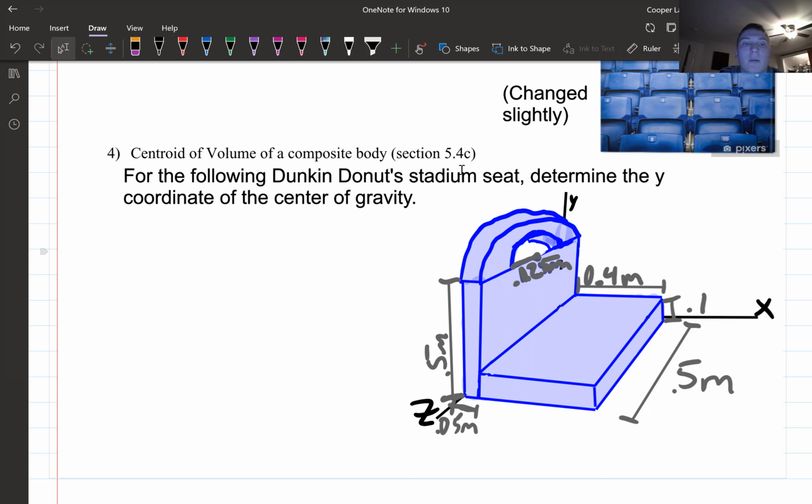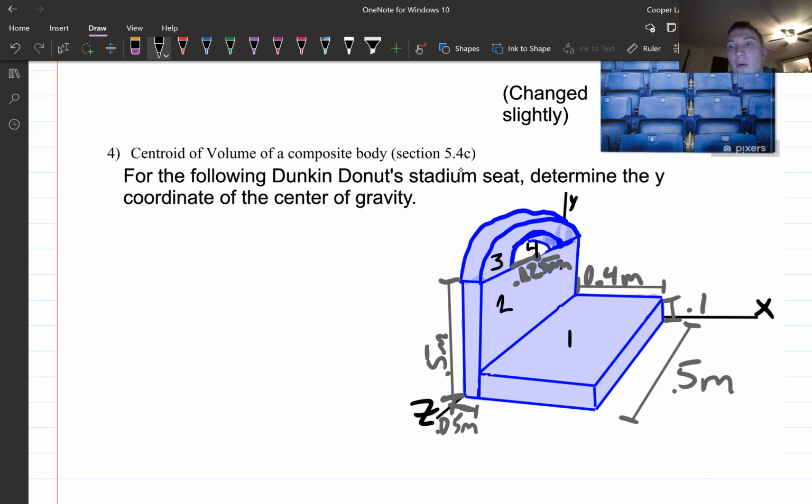Okay, so here we have question 4, which is about centroids of volume of a composite body, and here we have a Dunkin' Donuts stadium seat. We're going to be trying to determine the y-coordinate of center of gravity. In order to do that, we're first going to start listing the shapes that we're going to use. We're going to call this shape 1. We're going to call this vertical rectangular prism 2. We're going to call the filled semicircle 3. We're going to call the empty semicircle here 4.